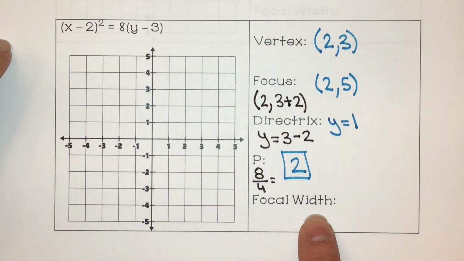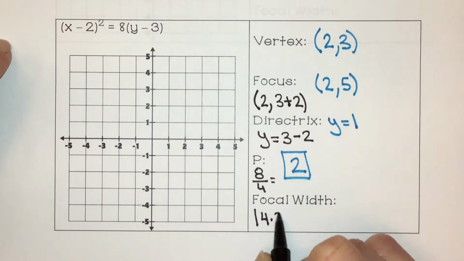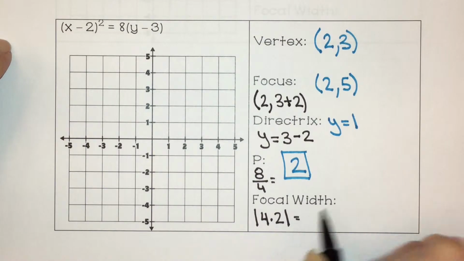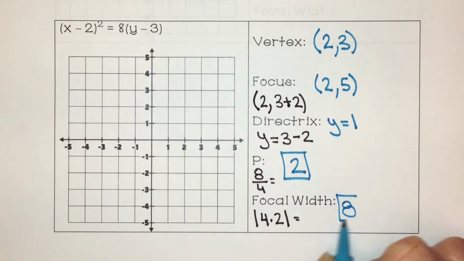Okay, last one, the focal width is the absolute value of 4 times the p value, which our p value is 2. So remember, do what's inside the absolute value bars first. So 4 times 2 is 8. Absolute value just means what is the positive value, because it means distance from 0. So absolute value of 8 is just 8. So our focal width is 8.